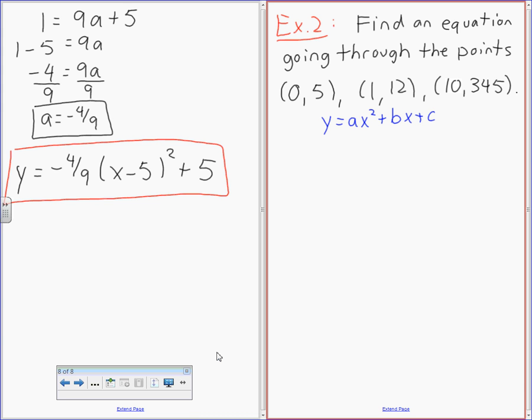So, where do we stop here? We just go random. Can I get a volunteer? Jenna, go ahead. Like 0 and 5. So 5 equals A bracket 0 squared plus B bracket 0 plus C. So C equals 5. Wonderful.